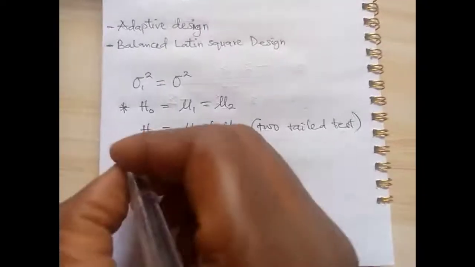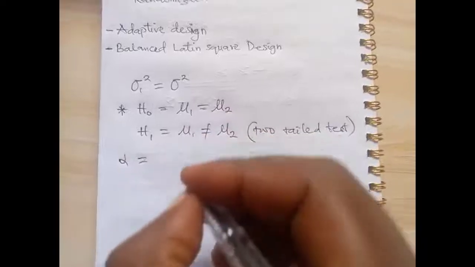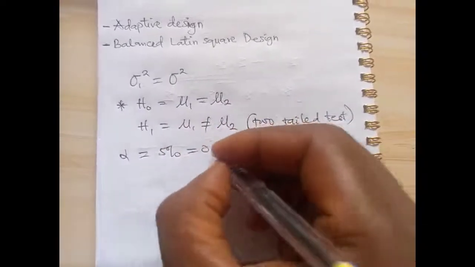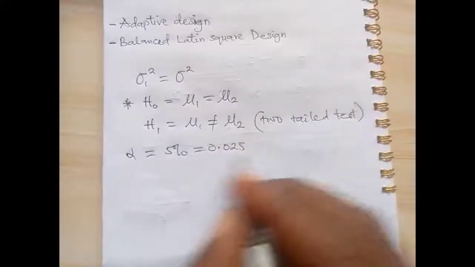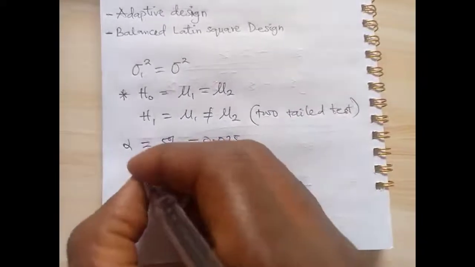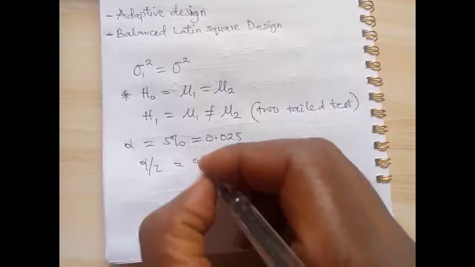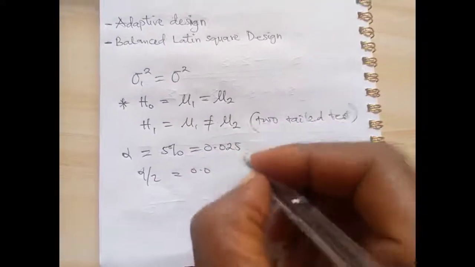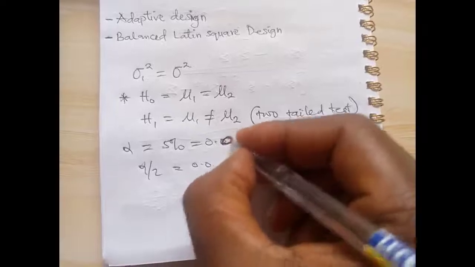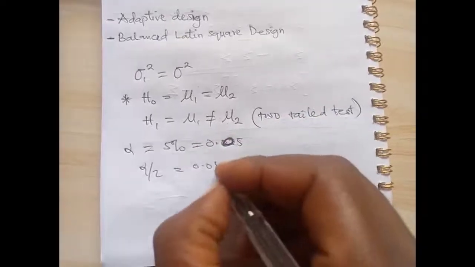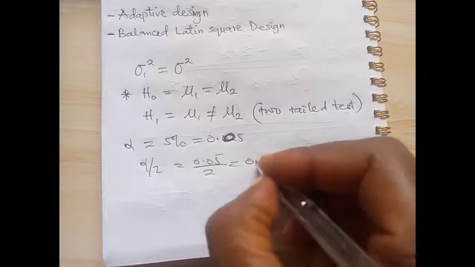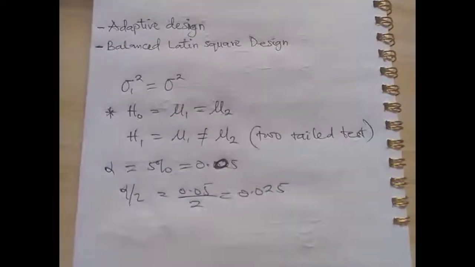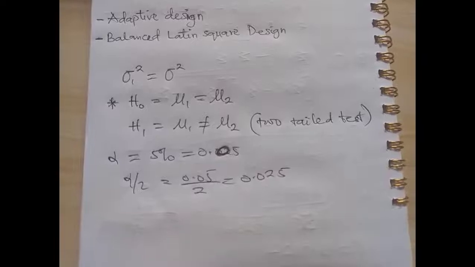So the next thing is to state the level of significance. Our level of significance, they told us, is 5%, which is 0.05. Since it is a two-tailed test, we'll divide alpha by 2, which is 0.05 over 2, which gives us 0.025.